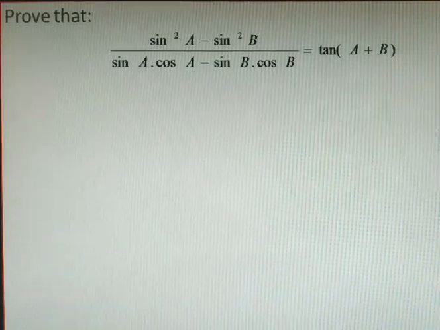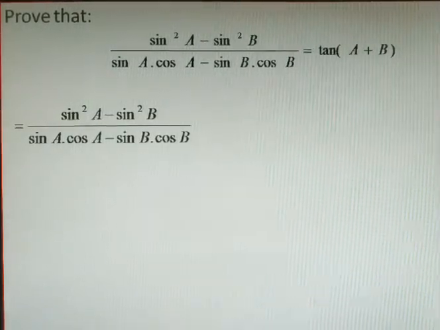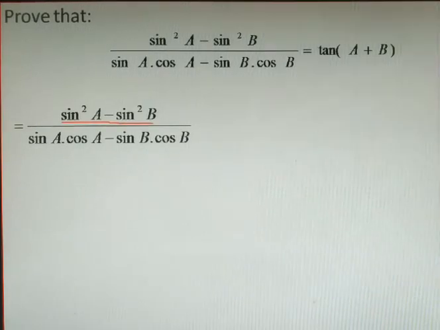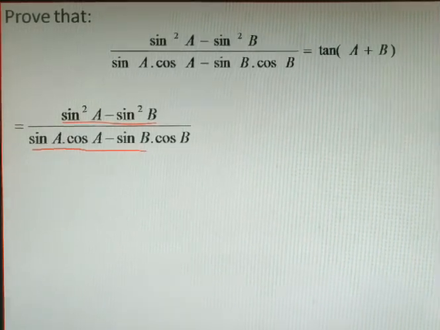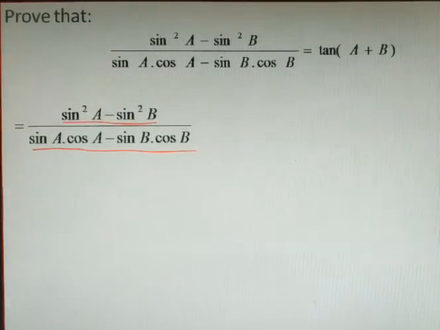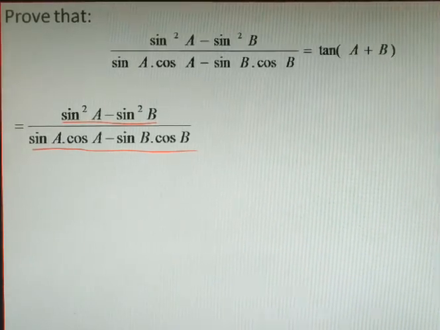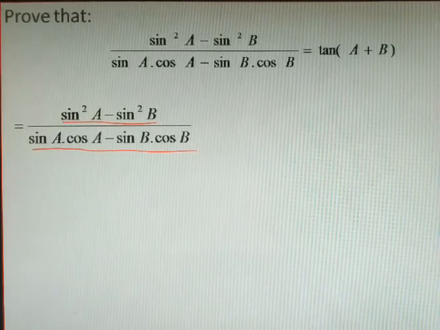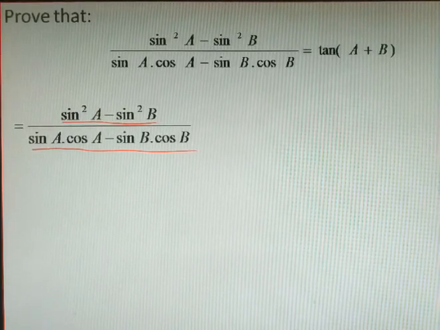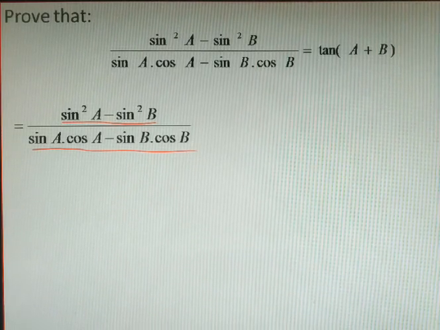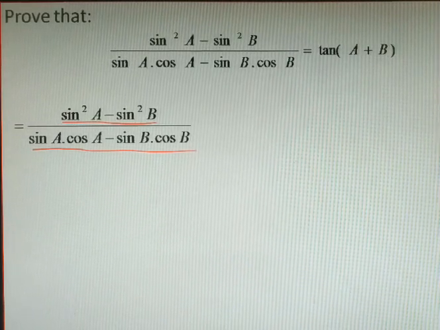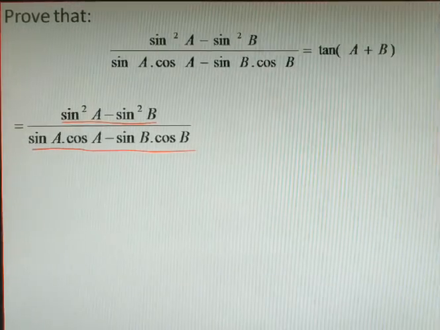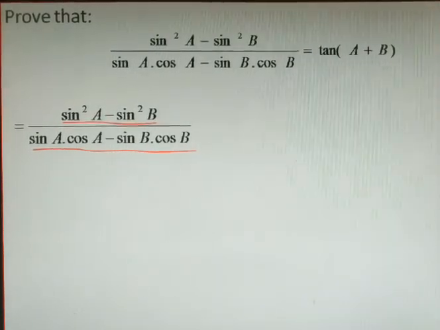We have the left hand side as sine square A minus sine square B, whole divided by sine A into cos A minus sine B into cos B. Some of the students feel this question is a complex one, but if we have an idea of some tricks, as well as all the trigonometric formulas in our mind, then obviously it can be solved in a very simple way. You just need to practice once or twice.